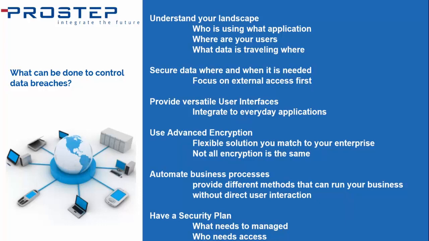Try to automate your business processes so people aren't using file shares like FTP or things of that nature. So use your business applications to manage your processes to secure your intellectual property throughout the process. And also have a security plan. And we'll talk a little bit about what that security plan needs to entail.